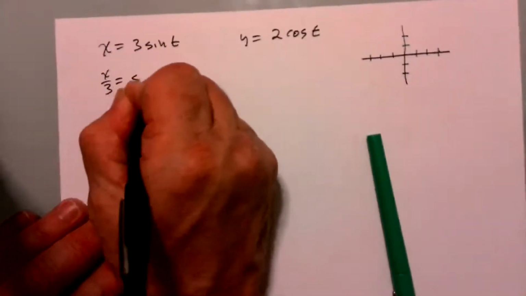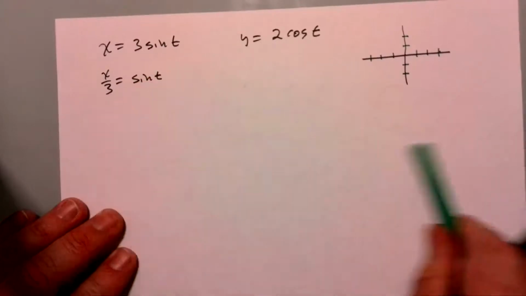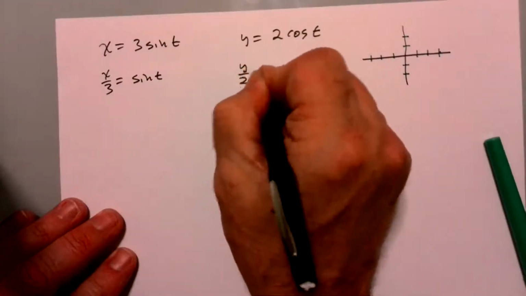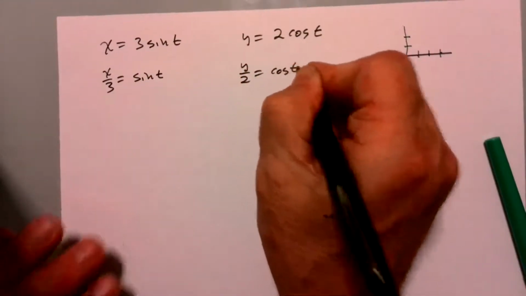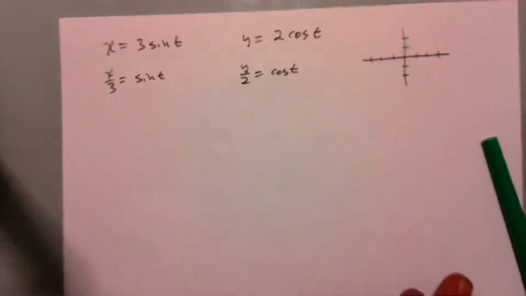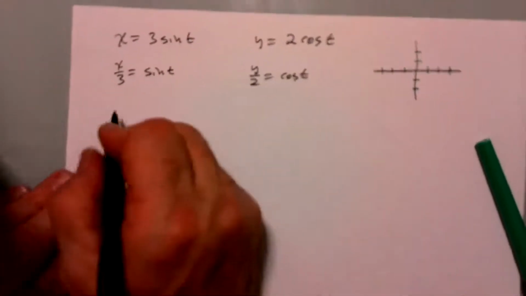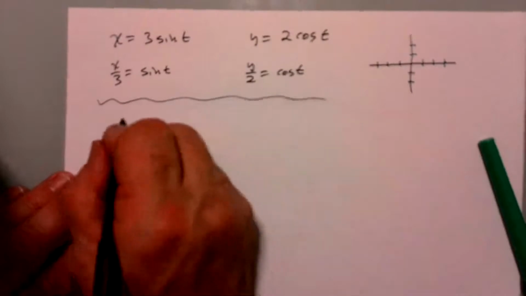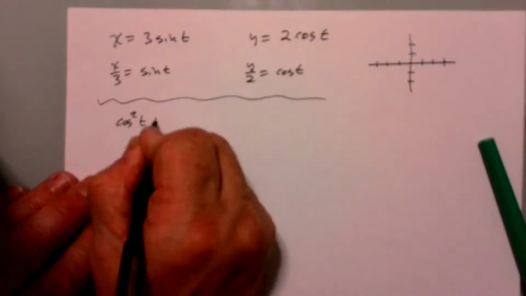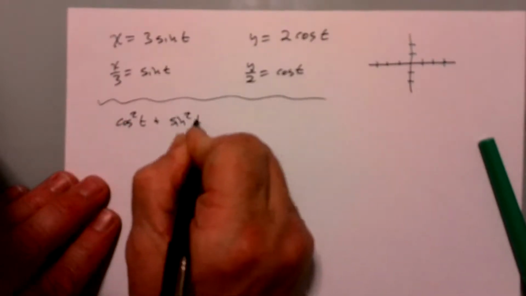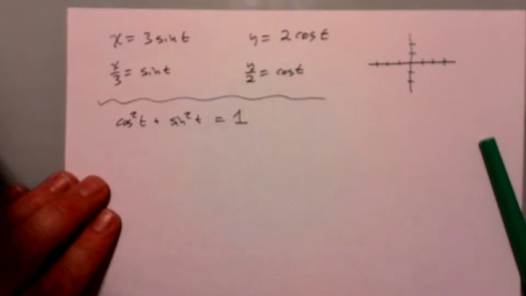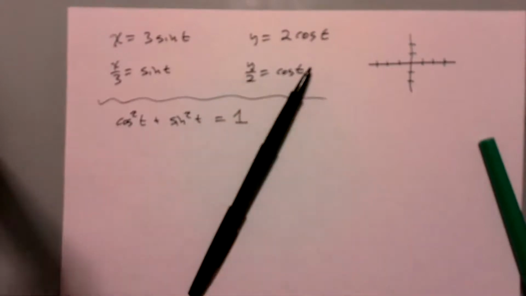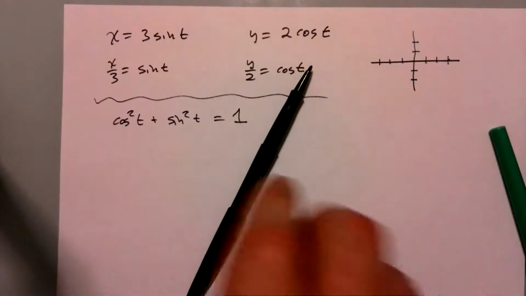X over 3 is sine t. Y over 2 is cos t. And then we remember our favorite identity. What is our favorite identity? Cos squared t plus sine squared t is 1, and we're not focused again. I don't know why. There we go.